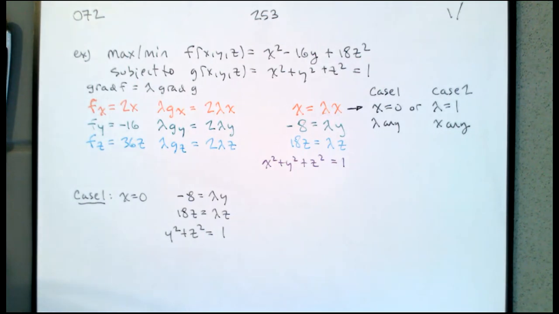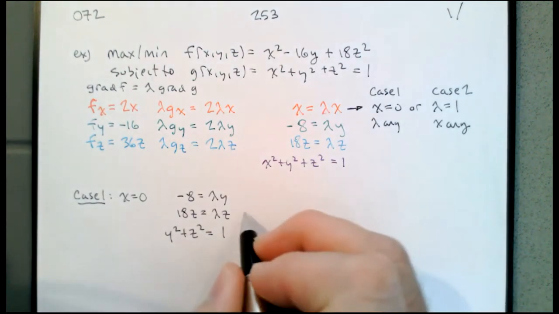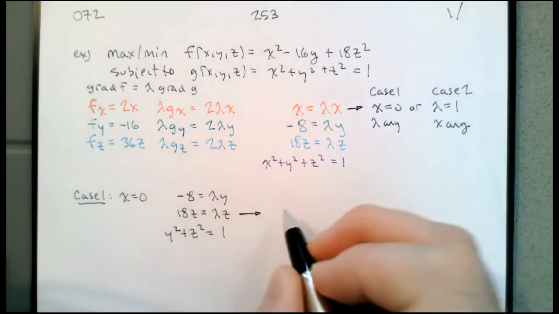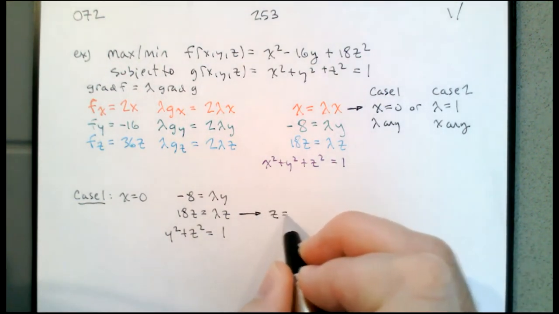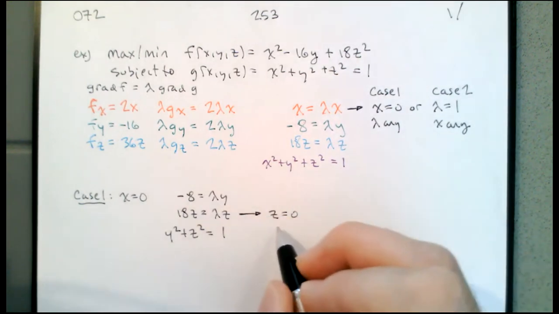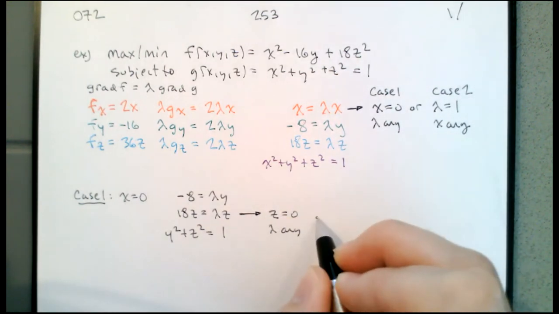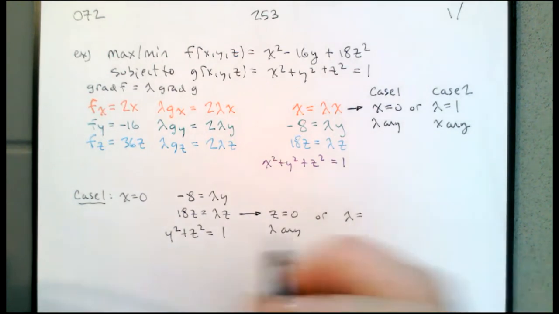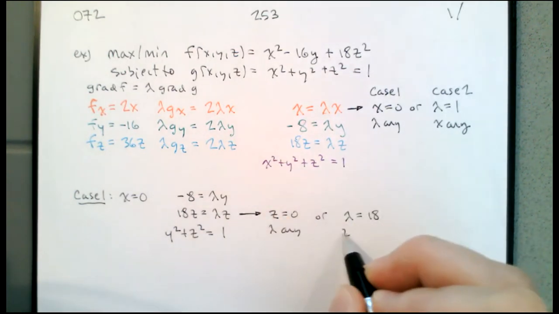Now, we're going to grab some more cases. Take a look at the equation we have now: -8 equals lambda y, 18z equals lambda z, and y squared plus z squared equals 1. That 18z equals lambda z tells us similar stuff to the first equation with the x. So 18z equals lambda z tells us either z is equal to 0, in which case lambda is anything, or lambda is equal to 18, and then z can be anything.